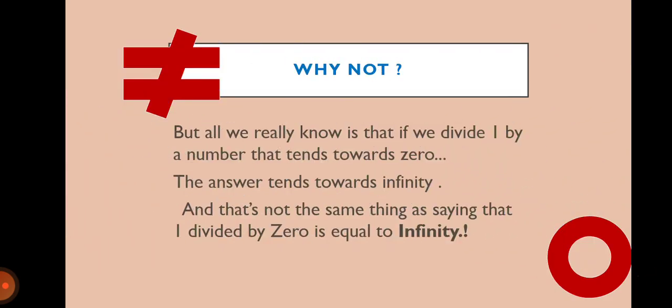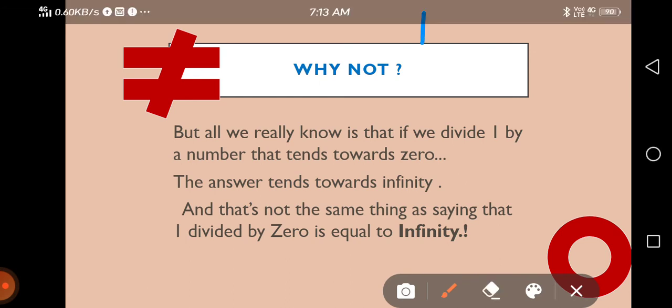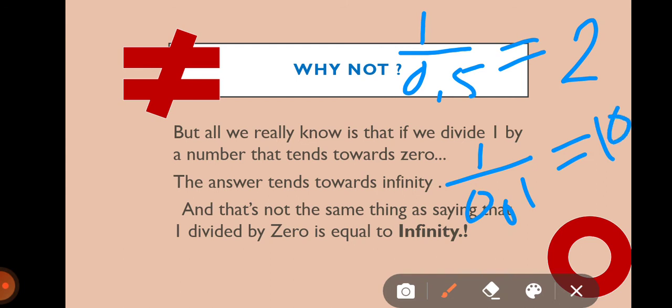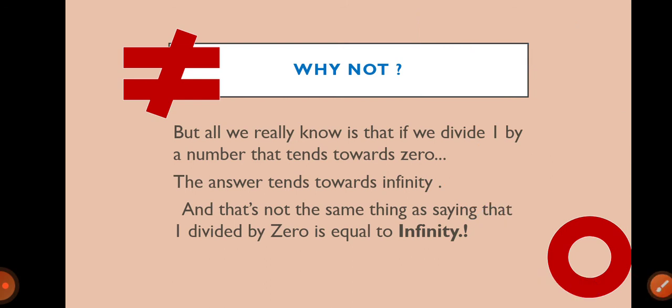But all we really know is that if we divide 1 by a number that tends towards 0, for example, 1 divided by 0.5 is equal to 2, and 1 over 0.1 is equal to 10. So when we divide 1 by a number that tends towards 0, the answer tends towards infinity. And that's not the same thing as saying that 1 divided by 0 is equal to infinity.